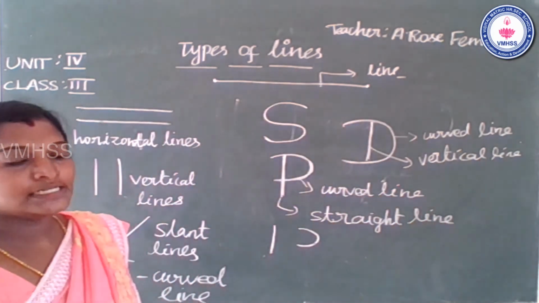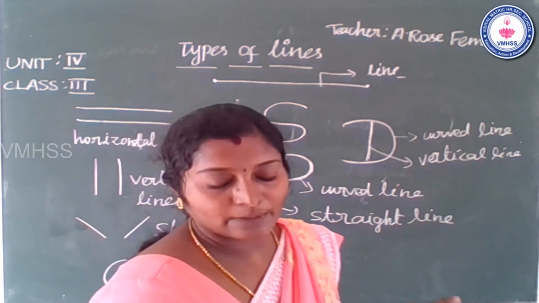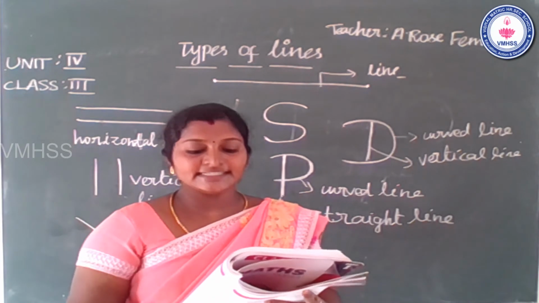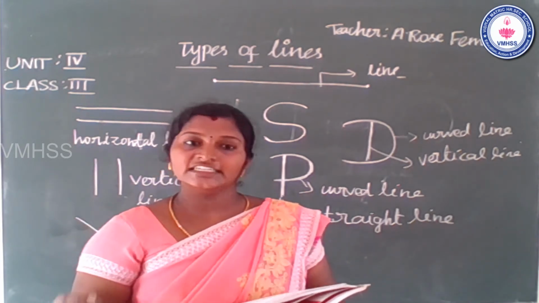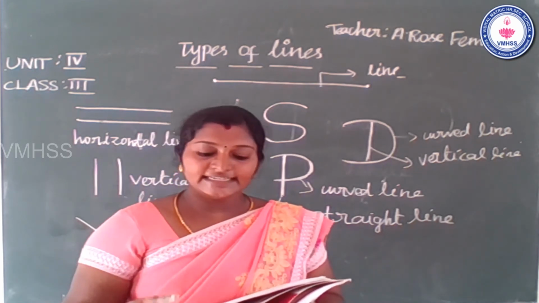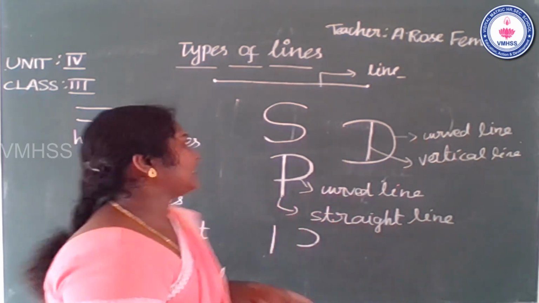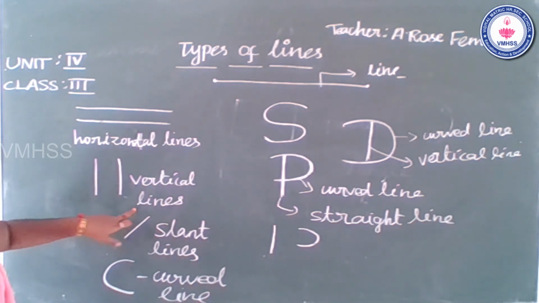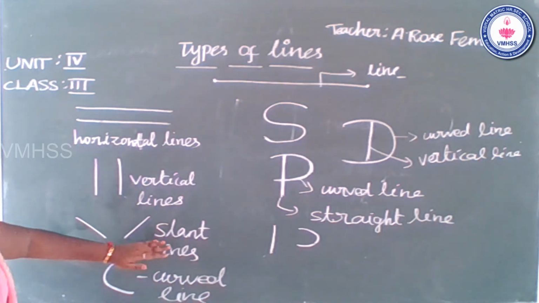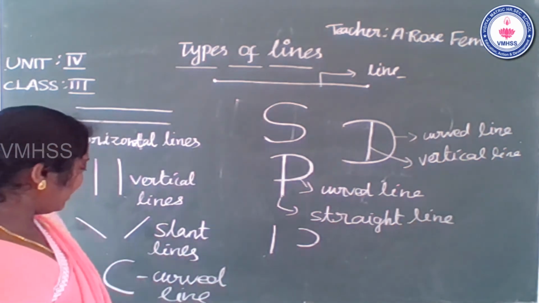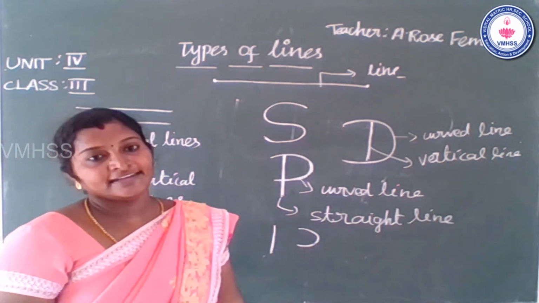Once again, recall. Types of lines, you take page number 76: horizontal lines, vertical lines, slant lines and curved lines. Also see the board. This is the horizontal line. Next is the vertical line. Next is the slant line. And the last one is the curved line.